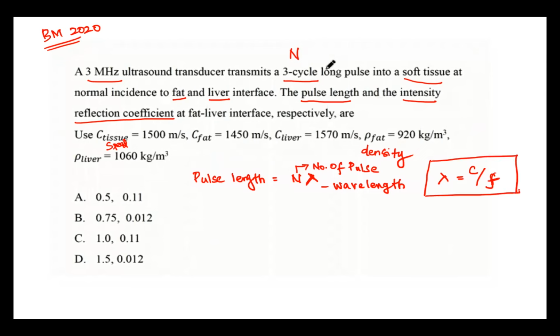In most cases, they give speed and frequency and ask you to find lambda. It is simple substitution. What is n here? N is 3, the number of pulse cycles given. And lambda is C by F, where C is the speed of sound in tissue and F is the frequency of ultrasound.